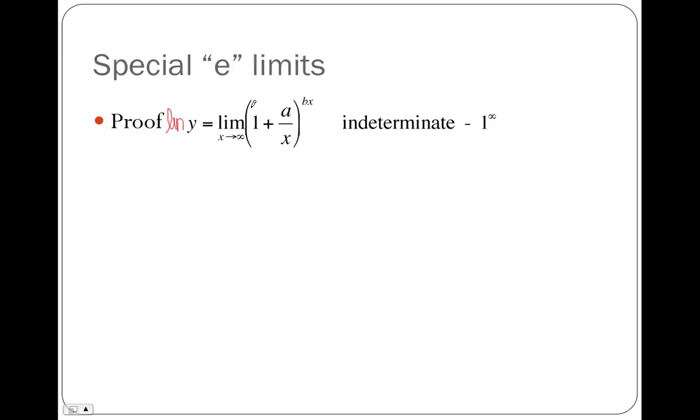I take the natural log of both sides, which means I get the natural log of y is equal to the limit as x approaches infinity. Since I'm taking the natural log, I'm going to go ahead and move that bx out front. The limit as x approaches infinity. Oops, sorry.